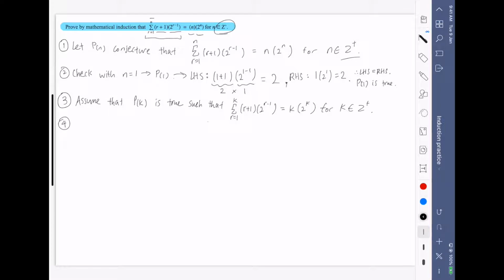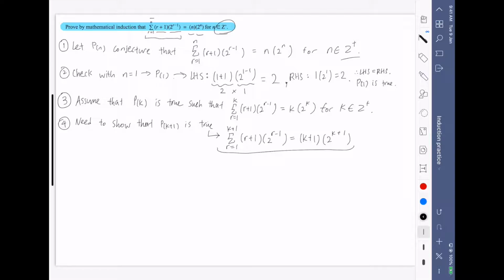Next, we need to show that P of k plus 1 is true, so it would give us the expression of the sum from r equals 1 to k plus 1 of (r plus 1) times 2 to the power of (r minus 1) equals (k plus 1) times 2 to the power of (k plus 1). So we need to show that this is true. So how do we do it?